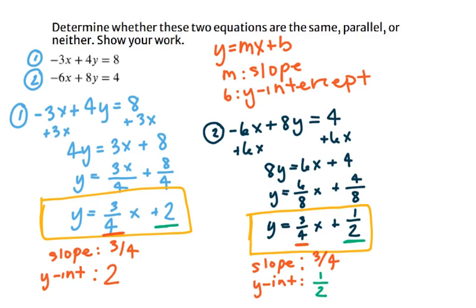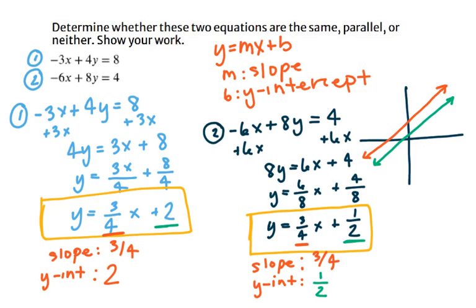So these two equations have the same slope, but different y-intercepts. That means that these two equations are parallel lines because parallel lines have the same slope. I'm going to draw a quick little graph here. One of these lines has a slope of 3/4 and a y-intercept of 2, meaning that it might look something like this on our graph. The second line has the same slope of 3/4, but a y-intercept of 1/2. So it may look something like this.